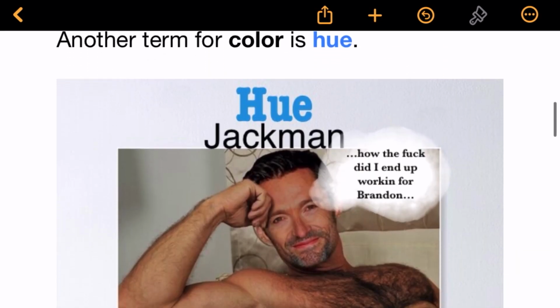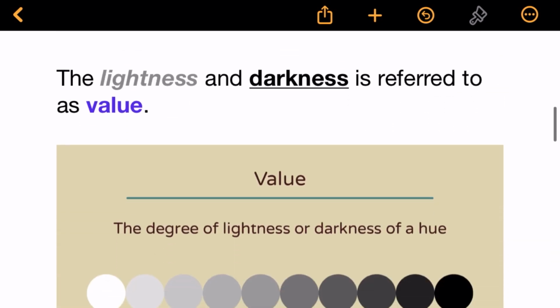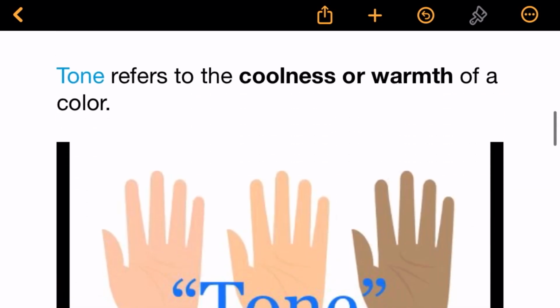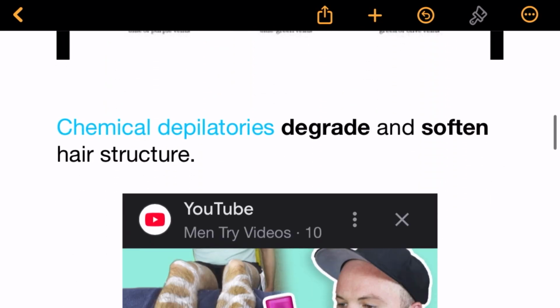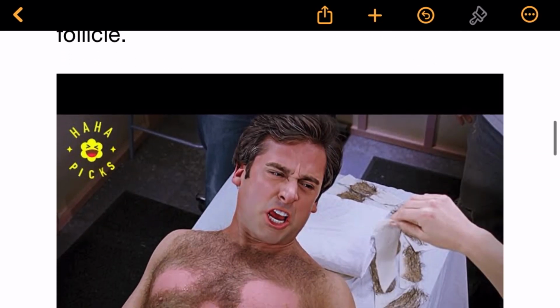Another term for color is hue. The lightness and darkness is referred to as value. Tone refers to the coolness or warmth of a color. Chemical depilatories degrade and soften hair structure. Waxing physically removes hair from the follicle.